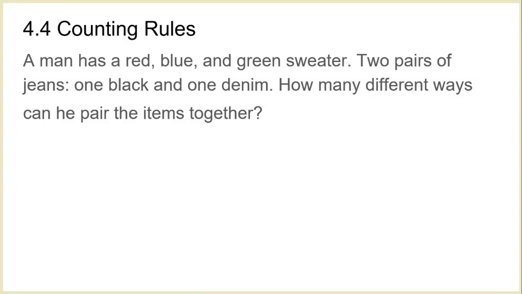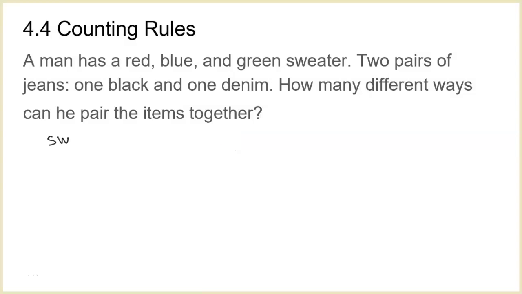So before we get into technical terms, I wanted to re-illustrate the tree diagram approach that we talked about in the first section when we looked at just basic probability and how to find a sample space. So here in this problem, we have a man that has 3 different types of sweaters and 2 different pairs of jeans, and we want to determine how many different ways we can pair these items together.